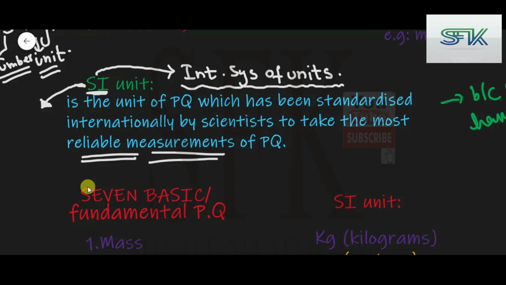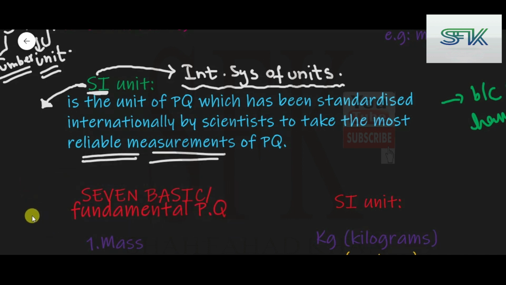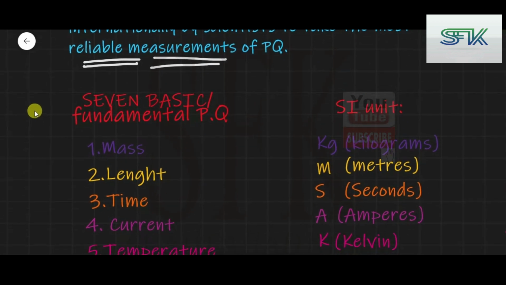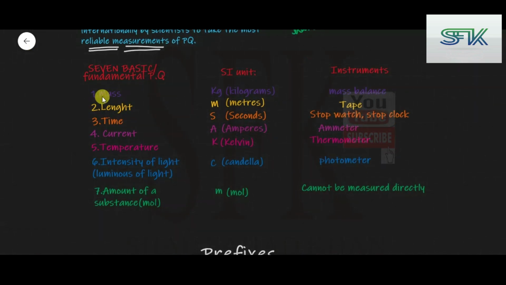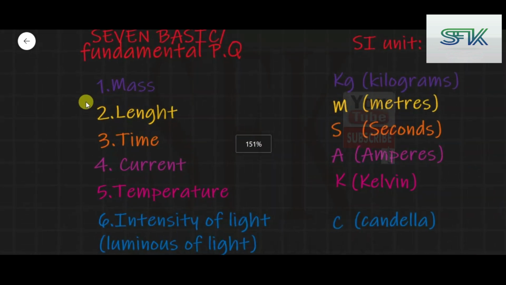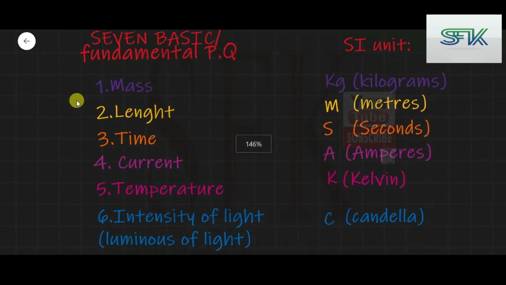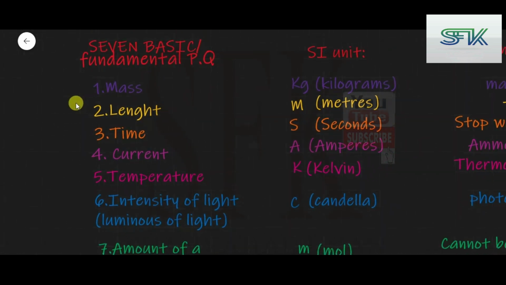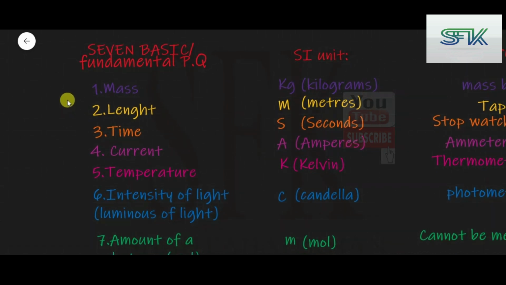Now coming down, fundamental physical quantities and their SI units. The SI units of fundamental quantities are called base units. Basically we have 7 types of fundamental physical quantities. First of all, what are fundamental physical quantities? Let me zoom out a bit.